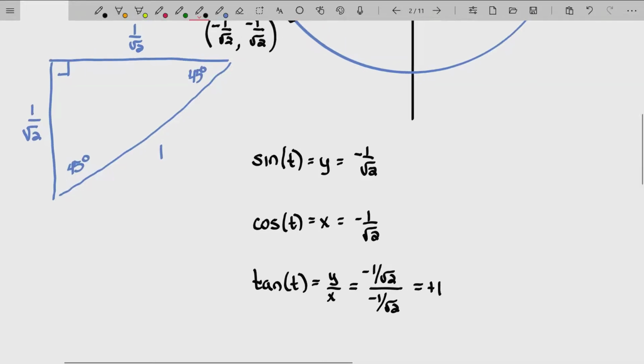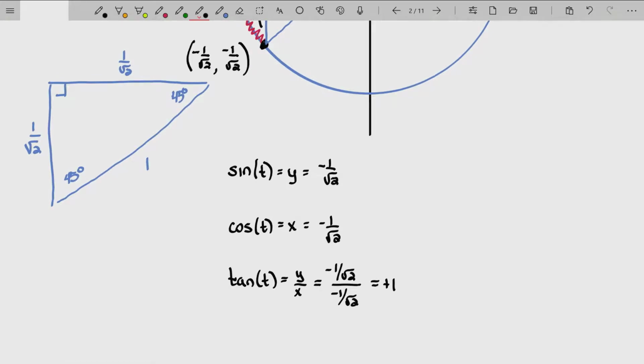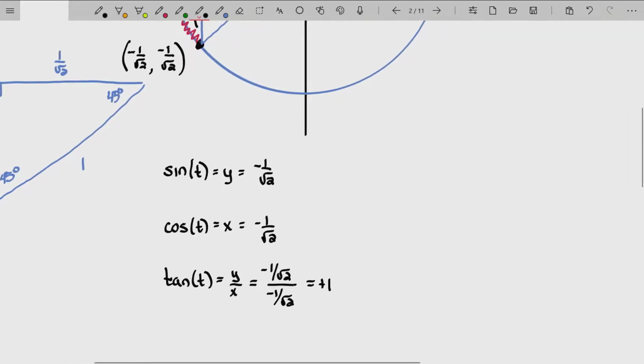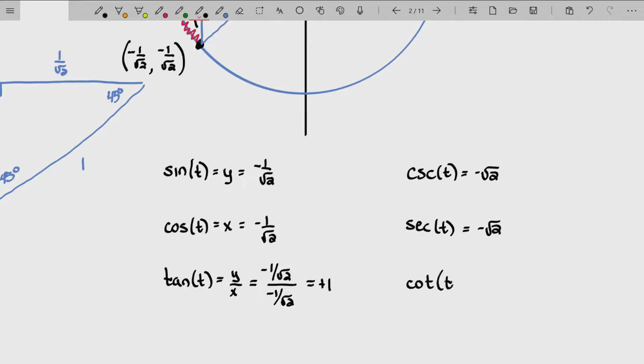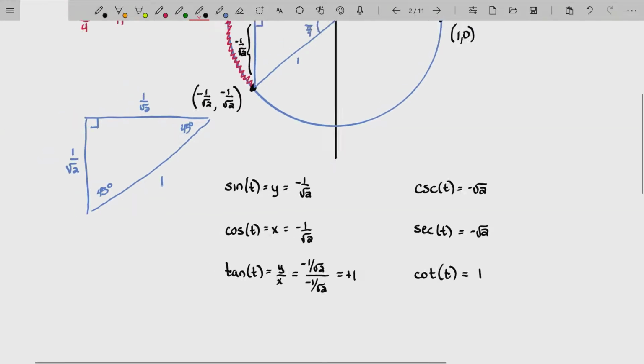And then the other three trigonometric functions are the reciprocals, as you know. So cosecant of t would be the reciprocal of negative 1 over root 2. And the secant of t would be the reciprocal of the cosine, which is a negative root 2 again. And finally, the cotangent would be the reciprocal of the tangent, so that would be, again, a positive 1.